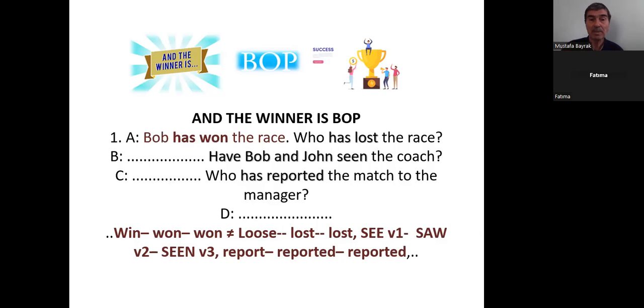Okay. Win, won, won. The second form and the third form are the same. Lose, lost, lost. See, saw, seen. Report, reported, reported. Regular verbs only take ed, both in the second and the third form. So our focus must be on the verb 3. For example, see, saw, seen. Our business today is with seen. Okay, we are going to focus on verb 3.